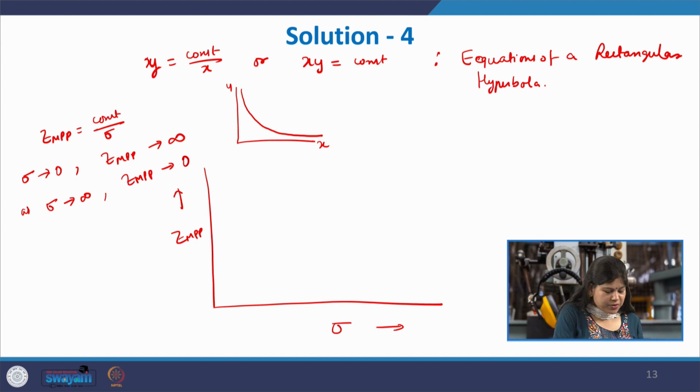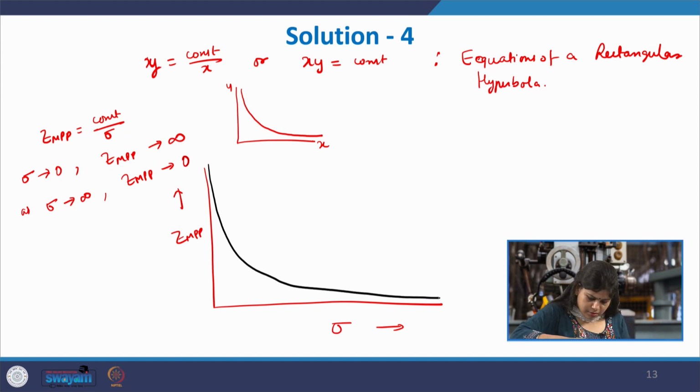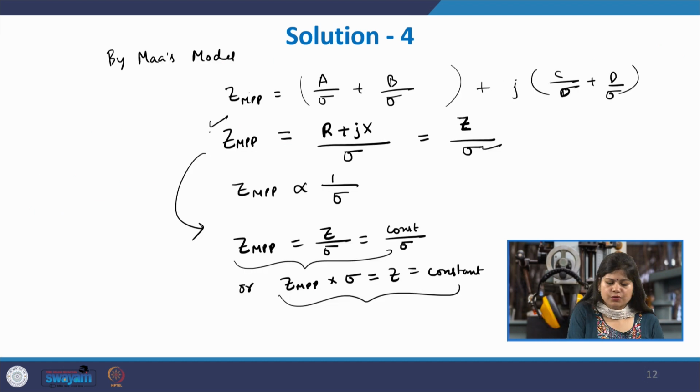So, the graph would be simply like this, reaches here infinity, so this shows the graph of the magnitude of this Z of MPP with sigma. So, here if you do mod, then this is what will happen, some constant.